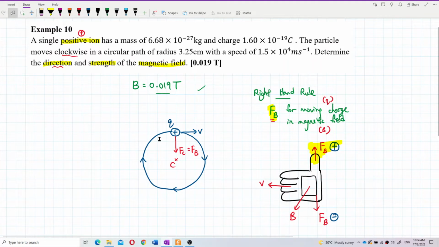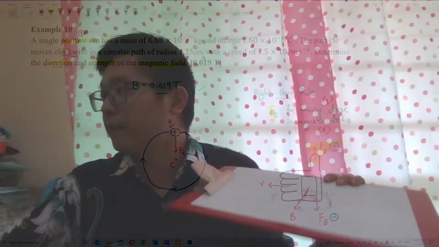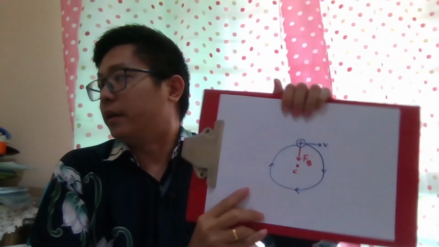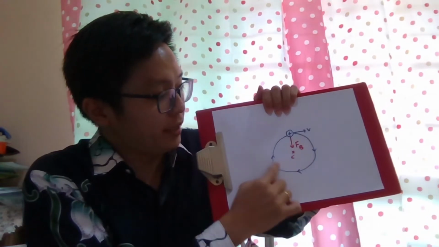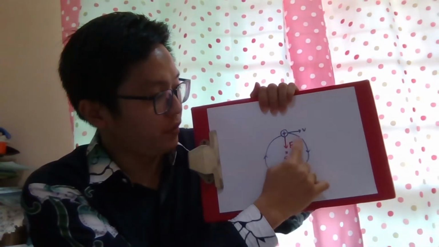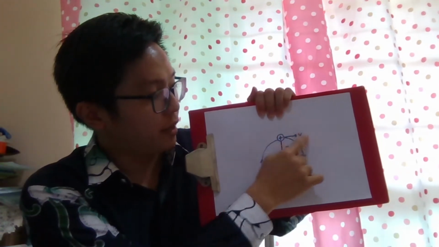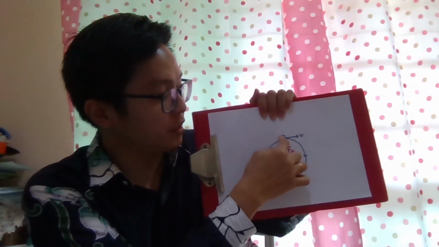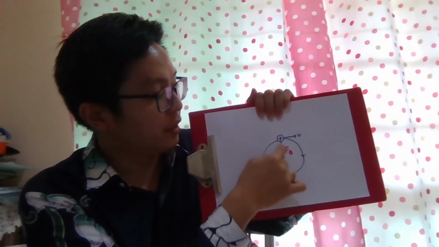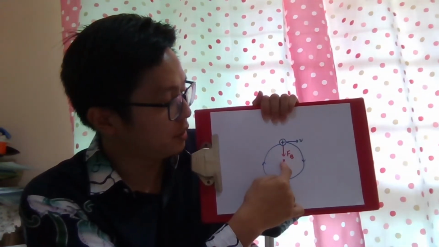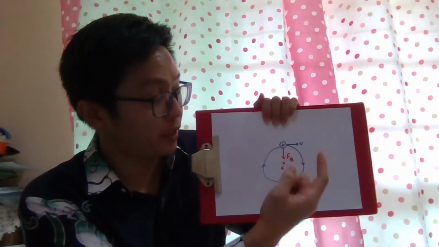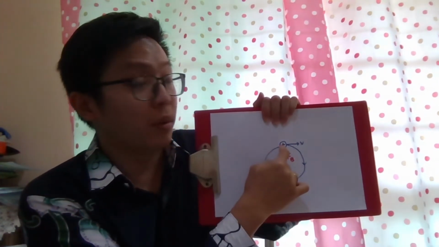I'm going to show you now. Okay, let me draw something on the paper first. So you can see here, this is my positive charge moving clockwise, to the right. So my magnetic force is downward because the center is here. The centripetal force is towards the center of the circle, and our centripetal force is provided by the magnetic force. So our magnetic force is downward.